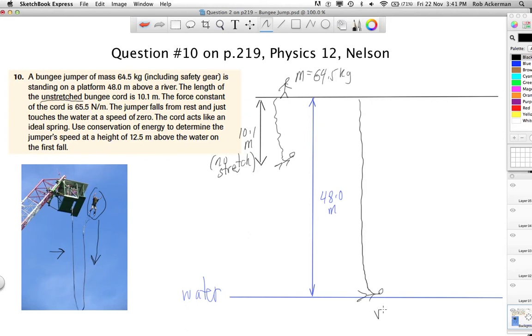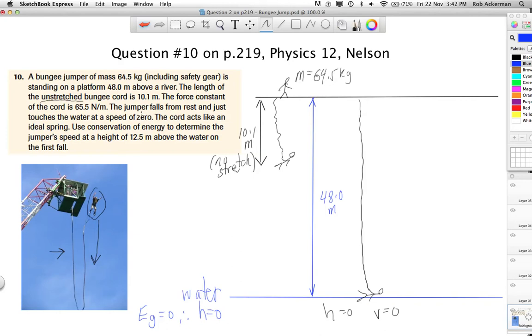Here we've got speed equals 0. We can also write in that the height above the ground is 0 because the person is down here. I guess what I'm implying is that h equals 0 is where Eg will equal 0. Remember, you are allowed to set the 0 point for gravitational potential energy anywhere you want in the problem, and we often do it at the lowest point in the question.